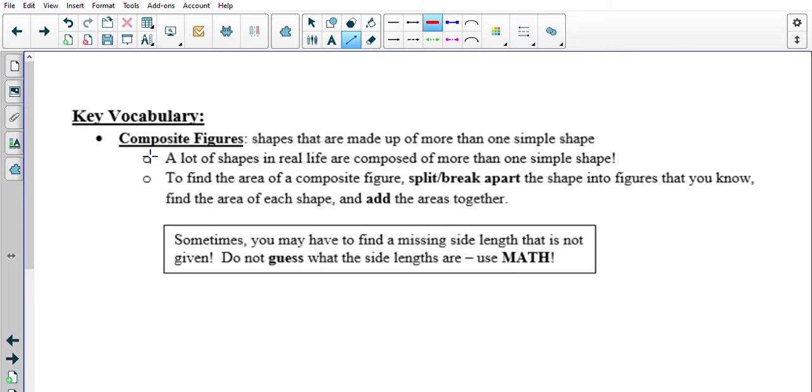To find the area of a composite figure, you want to split or break it apart into figures that you do know. And there's multiple ways to do this in most problems. Find the area of each shape and then add the areas together. Sometimes you may have to find a missing side length that's not directly given in the problem. Please make sure you do not guess what the side lengths are. Don't say, well, I think that looks like it's 5 meters. Looks like it's half of that other measurement or length. We don't want to assume anything because it's not always perfectly drawn to scale. We'll talk about how to do this, but make sure you're using math to identify each of the missing side lengths.